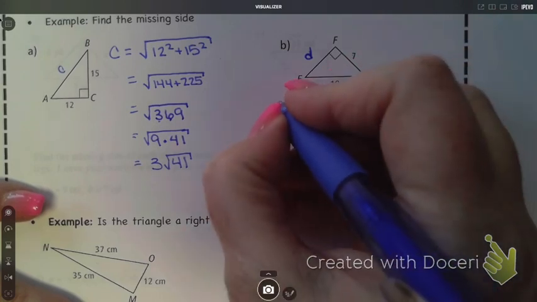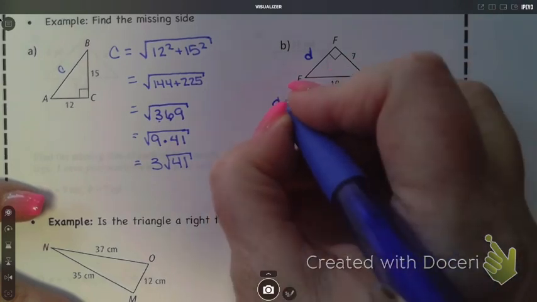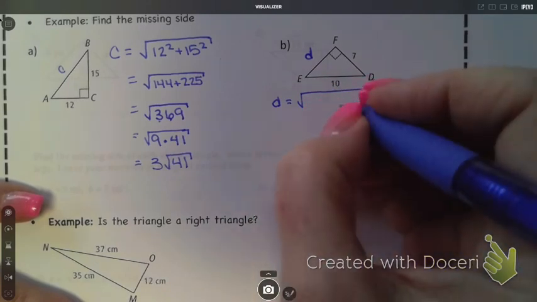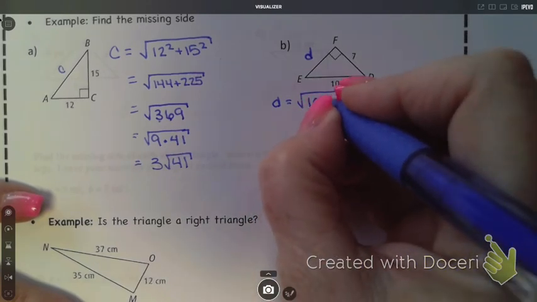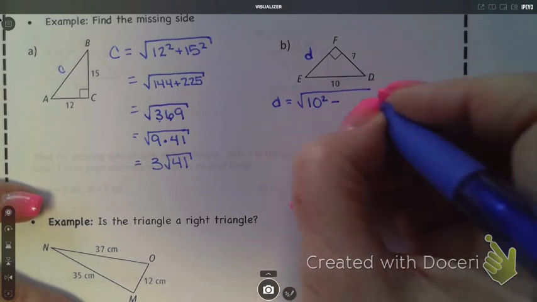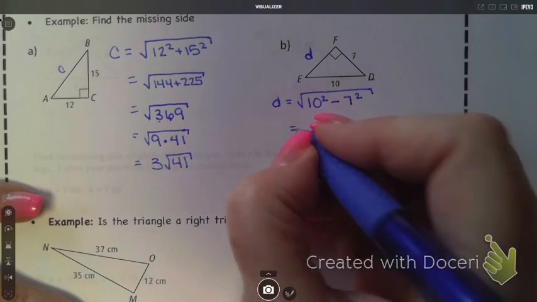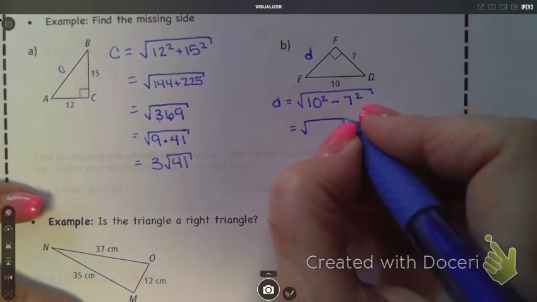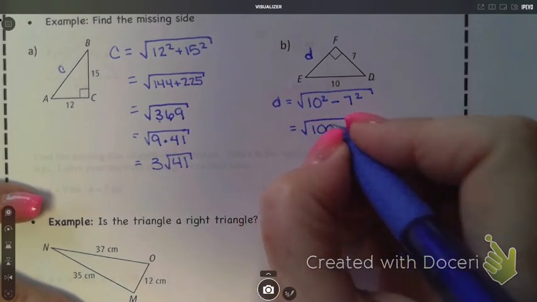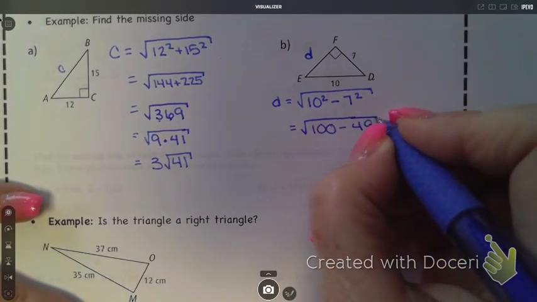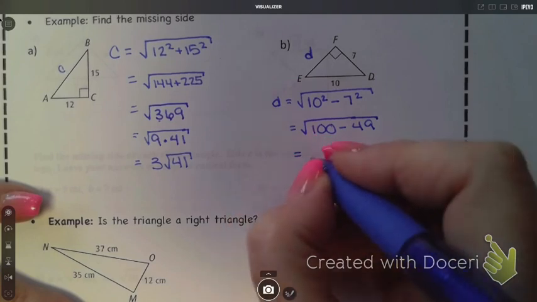So if it's a leg, it is equal to the square root of the hypotenuse squared minus the other leg squared. What's the hypotenuse? 10 squared minus 7 squared. So 10 squared is 100 minus 49, and I'm pretty sure we have the square root of 51.